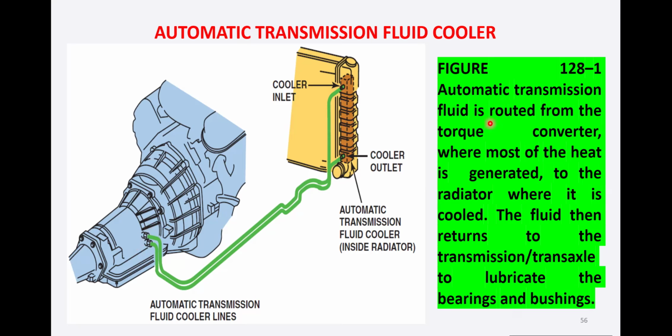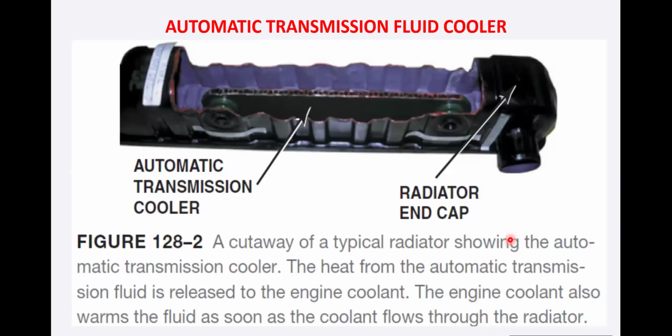So the automatic transmission fluid is routed from the torque converter, where most of the heat is generated, to the radiator where it is cooled. The fluid then returns to the transmission or transaxle to lubricate the bearing and the bushing and to perform its different purposes and functions. Now, a further cutaway figure of this, we have this upper tank or the side tank, the automatic transmission cooler, which is inside. Here is the radiator cap. A cutaway of a typical radiator showing the automatic transmission cooler.